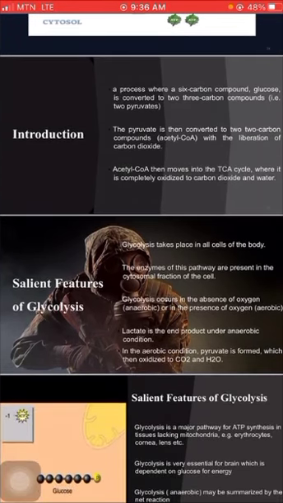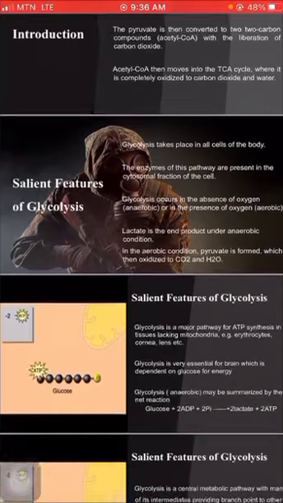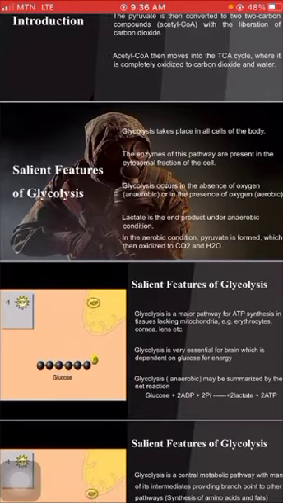Now, let's look at some features of this glycolysis pathway. As I said, it takes place in the cytoplasm. Glycolysis can occur in two conditions. It can occur when there is the presence of oxygen, that means aerobic condition. And it can also occur when there is absence of oxygen, that is anaerobic condition.